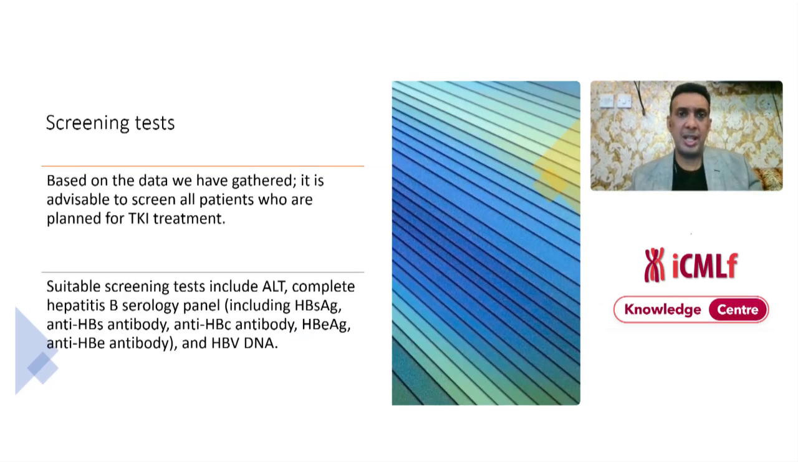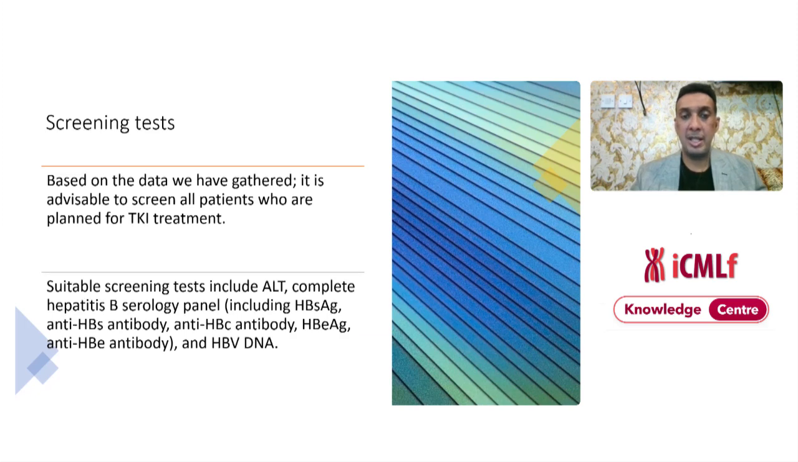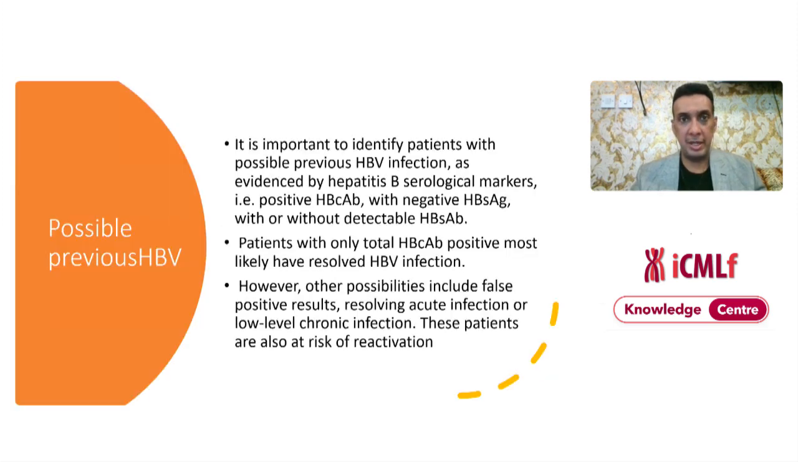Screening test. So what kind of screening test do we have to use? Based on the data which we have gathered, it's advisable to screen all patients who are planned for tyrosine kinase treatment. Suitable screening tests include ALT and a complete hepatitis B serology panel, which includes hepatitis B surface antigen, anti-hepatitis B surface antibody, and anti-hepatitis B core antibody, hepatitis B E antigen, anti-hepatitis B E antibody, and hepatitis B virus DNA.